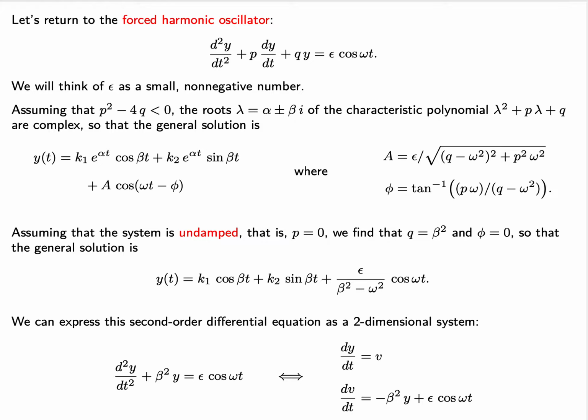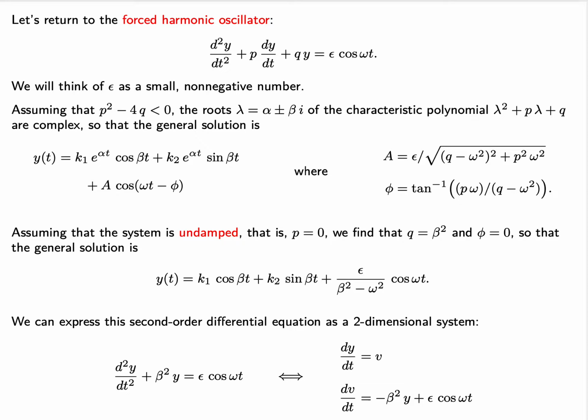Let's assume that our coefficients p and q satisfy p squared minus 4q is negative, so that the roots of the characteristic polynomial are complex numbers. That is, lambda equals alpha plus beta i. In this case, we can write the general solution as a combination of e^(alpha t) cos(beta t), e^(alpha t) sin(beta t), and an amplitude capital A times cos(omega t minus a phase angle phi). Assuming that our system is undamped, that is, p is equal to 0, we find that q is equal to beta squared.